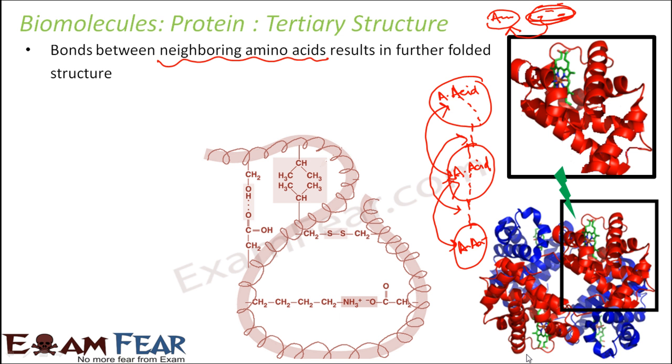Now this tertiary structure also depends on the primary structure: the type of amino acid present, the number of amino acids, the sequence of amino acids, because here everything is happening due to interaction between the amino acids. And to know the type, sequence and number of amino acids, the primary structure is of help. So tertiary structure depends a lot on the primary structure.